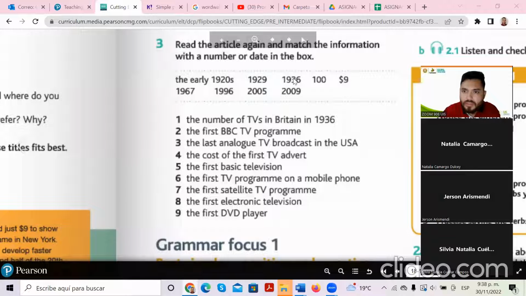There is a microphone on. Remember to check the microphones. Okay. The first basic television, 1920s. Thank you. Six, the first TV program on my mobile phone. 2005. That's correct.